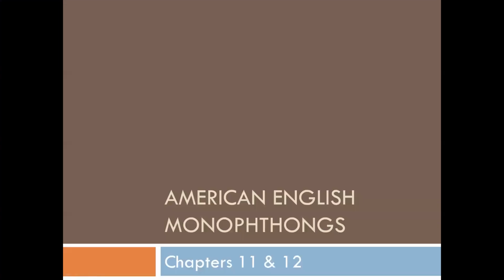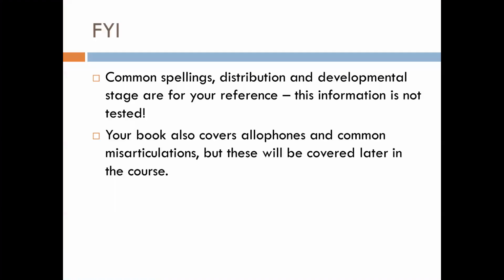Today in this lecture, we're going to finally get to some of the transcription type stuff. We're going to be talking about vowels, specifically the type of vowels that are called monophthongs. They are steady vowels. That means your tongue doesn't move while they are being produced. And just a reminder, your notes are going to look a little different from these.